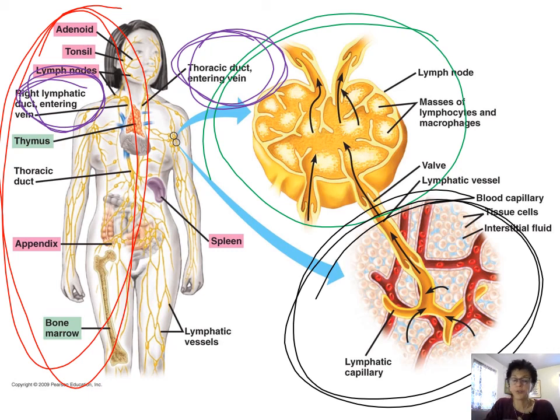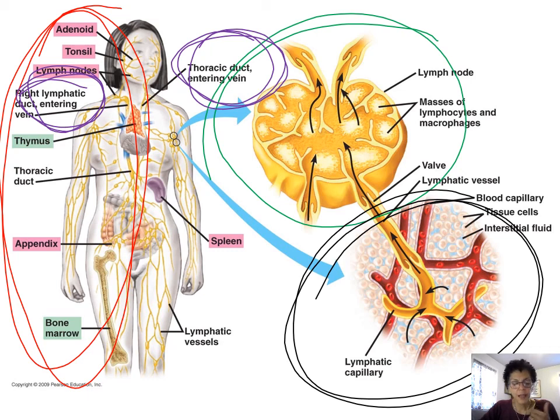Large vessels converge to form trunks, and if it's the right upper quadrant of your body, those trunks will dump into the right lymphatic duct, and you'll recycle it into your blood supply. If it's anywhere else in the body, we have one more step.